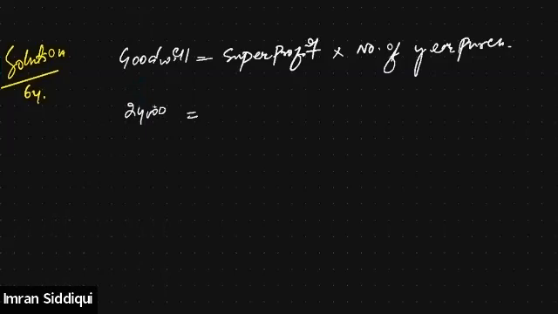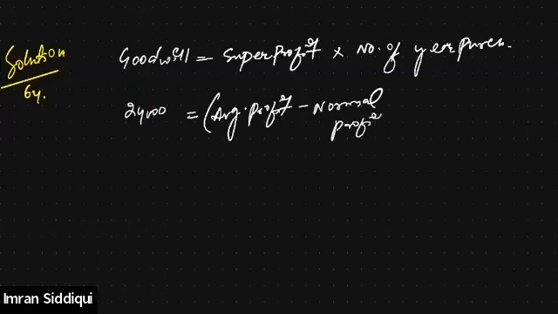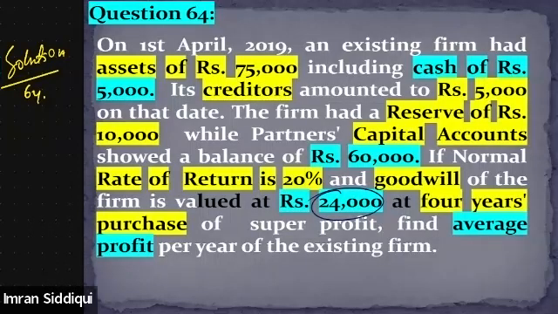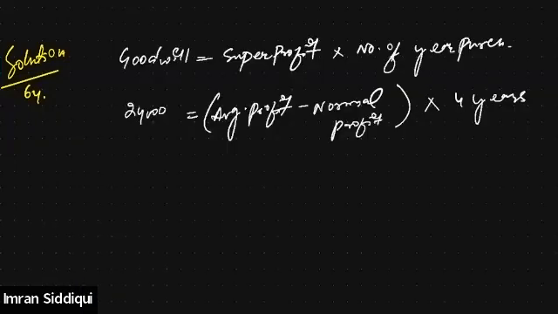And then to calculate the super profit, we already know that we will apply this formula: average profit of the firm minus the normal profit of industry. And then we will multiply it with the number of years purchase, which is also given in the question as 4 years. Right? Number of years is 4 years. Now the thing is we need to determine the average profit. But the problem is we also don't have the normal profit given in the question. But to determine the normal profit, we know that we can apply this formula, average profit.